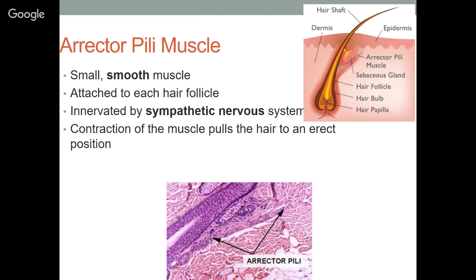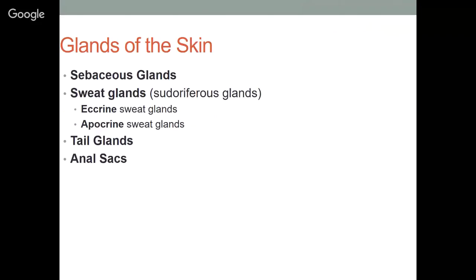It's all connected. All right, let's talk about the glands of the skin. Sebaceous glands, sweat glands, which are also called sudoriferous glands. And there are two different sweat glands, the eccrine and the apocrine sweat glands. And then we have the tail glands and the anal sacs, which I know you're excited to get to.